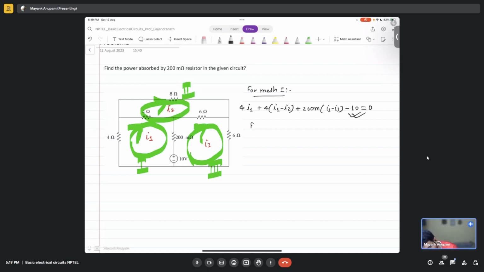Similarly, what will be the equation for mesh 2? Okay, let me clarify one second. What our friend has done is that he has always chosen positive signs. Please see that 4I1 and all these terms are positive. There is always a plus sign here, correct? So what he has done is he has chosen voltage drop to be positive and voltage increment to be negative.